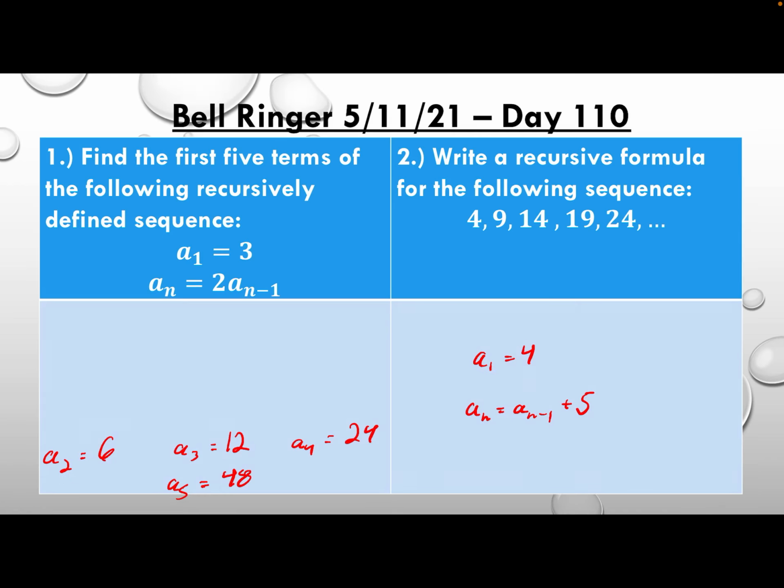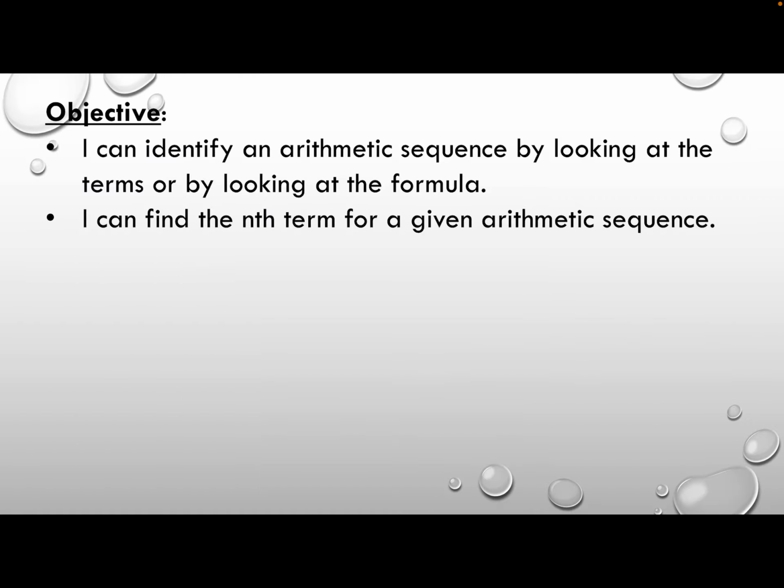But really quickly, these are the solutions to the bell ringer. If they were not covered in class, these would be it. So for number 1, 6, 12, 24, and 48 would be the remaining 5 terms. And for number 2, a sub 1 is equal to 4, and then a sub n is equal to a sub n minus 1 plus 5. Okay, so let's get to the lesson.